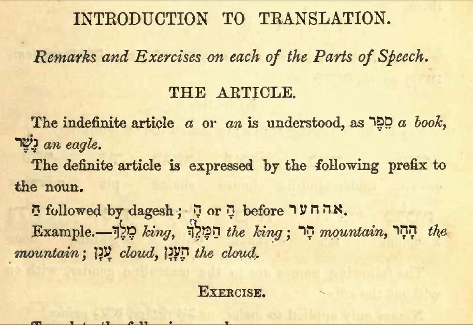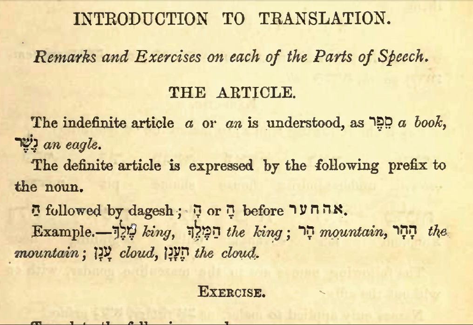Introduction to Translation. Remarks and exercises on each of the parts of speech. First, the article. What is called the indefinite article, this is the word a or an, which means one, is understood, as in sefer, a book, or nesher, an eagle. So we don't bother with the word for a or one. The definite article, however, is expressed by the following prefix to the noun. And there are some rules about this.